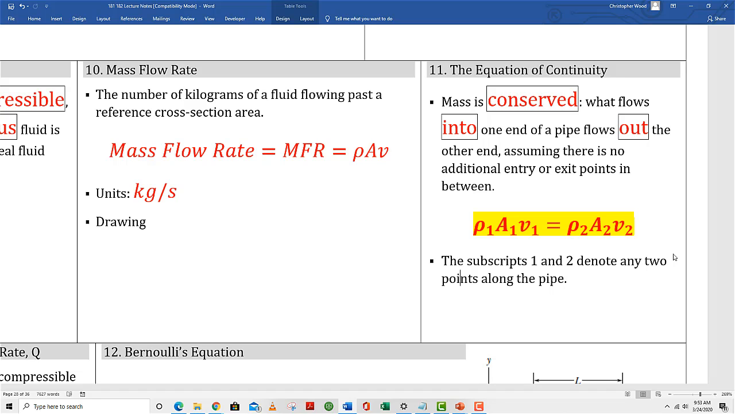Box number 11, the equation of continuity. This is basically the same as box 10, but it's saying that the mass per second rate flowing through one point in a pipe has to be exactly equal to the mass per second flowing through another region in the same pipe. So for example, if I have 5 kilograms per second of mass flow at the left side of my pipe, I have to have that same 5 kilograms per second mass flow at the right side of my pipe.